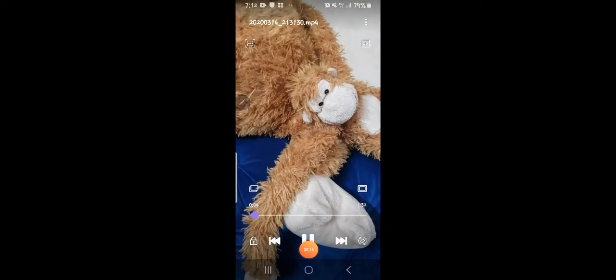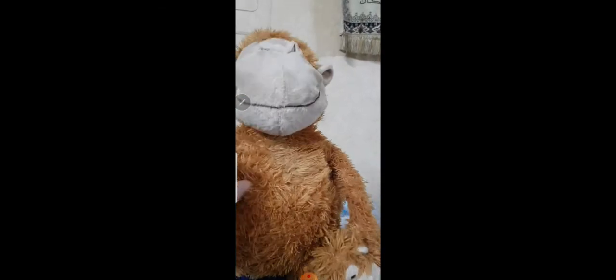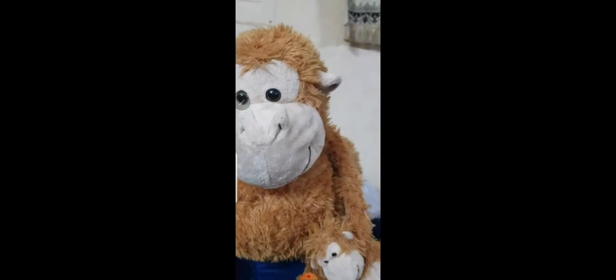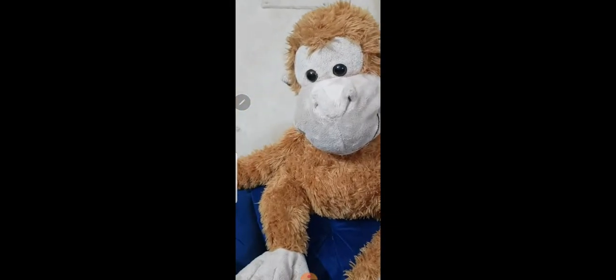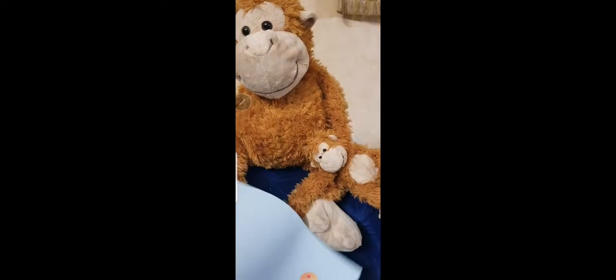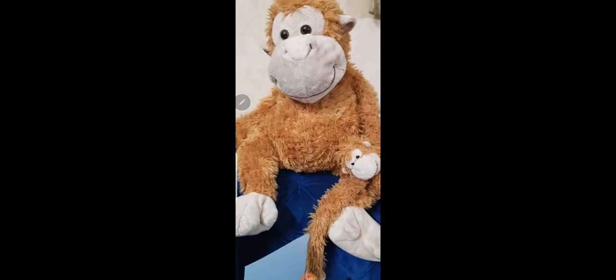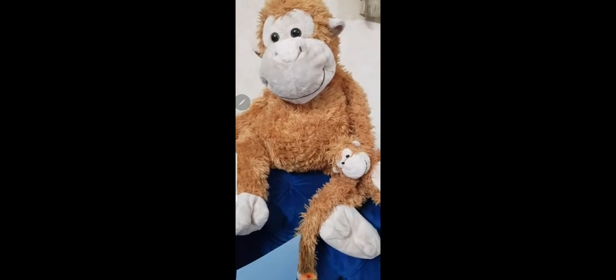Everyone say hi to Mr. Monkey and his little baby. Say hi. Now Mr. Monkey has a little problem. He wants to share this bar of chocolate. Let's say this is a bar. Imagine that this is a bar of chocolate. He wants to share it between him and his little baby.